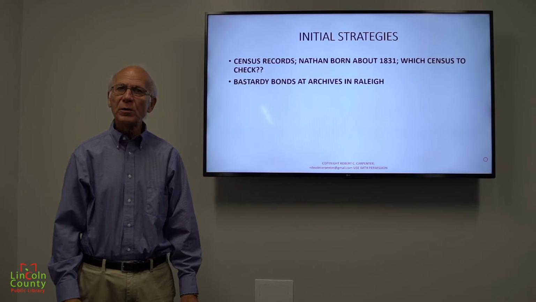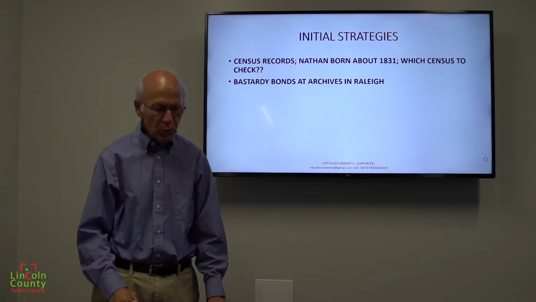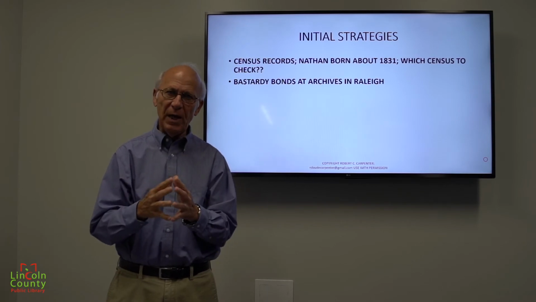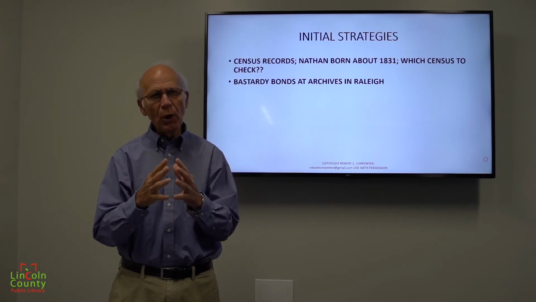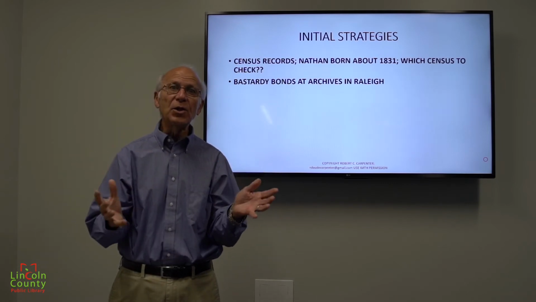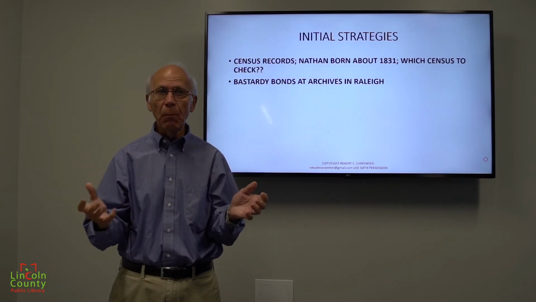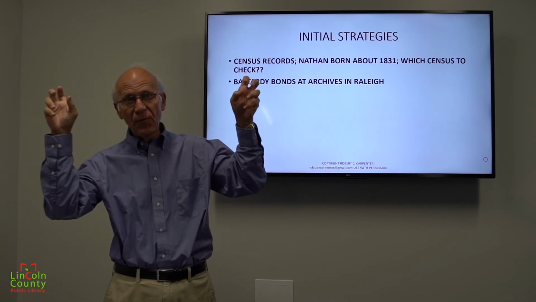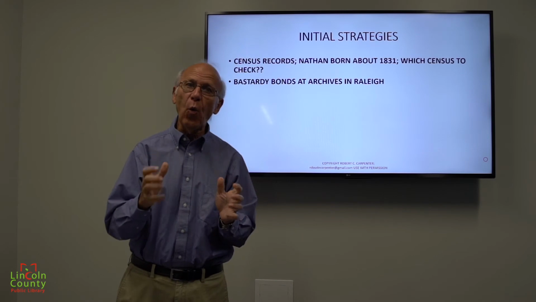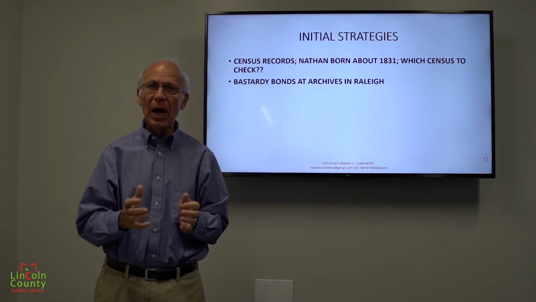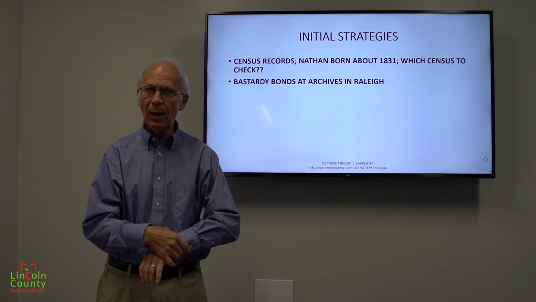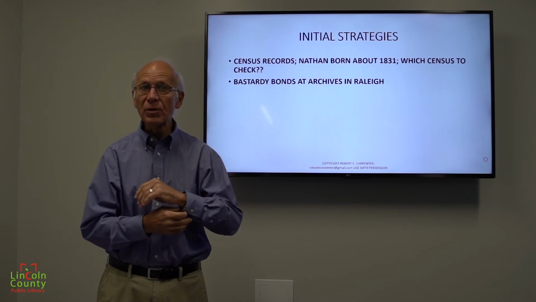Secondly, there is such a thing as bastardy bonds, which are located at the archives in Raleigh. The law at that time said that in order to keep the county free from keeping up illegitimate children who had no support, no man, if you would, to support them, they would require the father of the child to post bond and to maintain that child. And that was the law of the land.